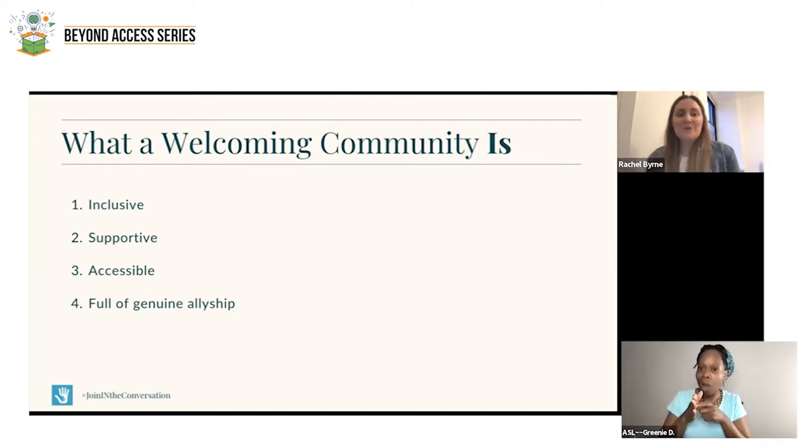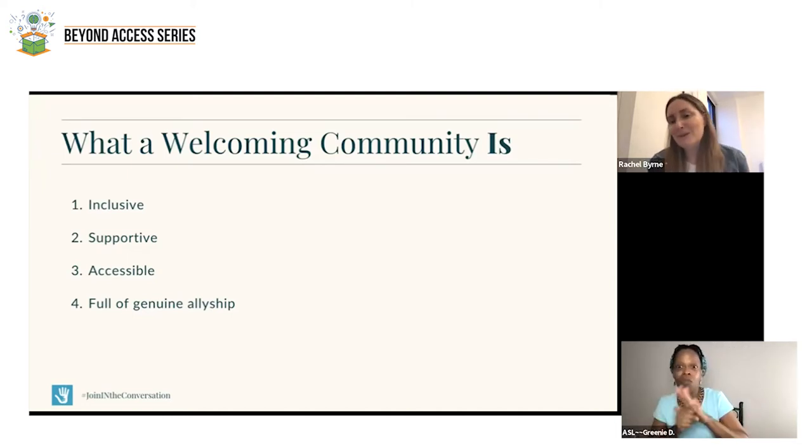So when we're thinking about what a welcoming community is, what could we have done differently? What could the city look like differently? Well, it would be inclusive. It would be supportive. It would be accessible. And it would be full of genuine allyship. It would be full of people willing to help. It would be full of those people that don't ignore somebody on the street. It would be full of people who want to make a difference.